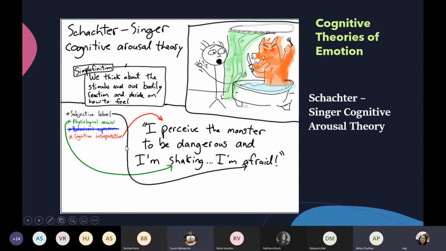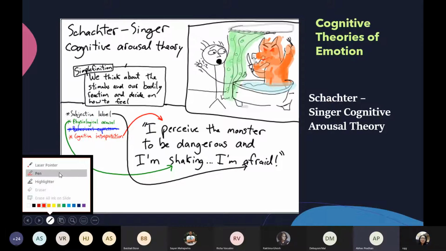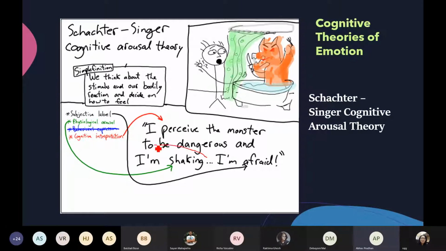It says that there's a physiological change. The physiological change is the shaking. But the feeling I am afraid comes later. First comes an appraisal of the situation. So this is one. This is two. And this is the result.